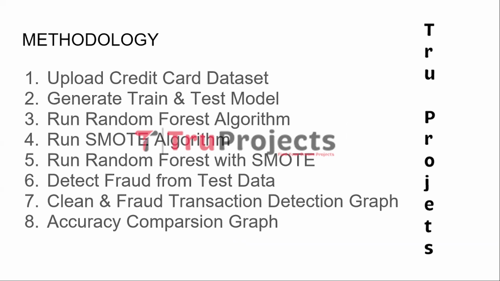The second module is generate, train and test module. In this module, the dataset is divided into training and testing sets. The training set is used to train the random forest and CART algorithm, while the testing set is used to evaluate the performance of the trained model.